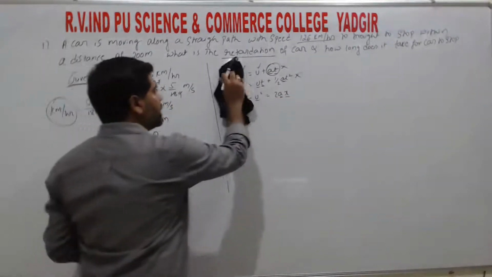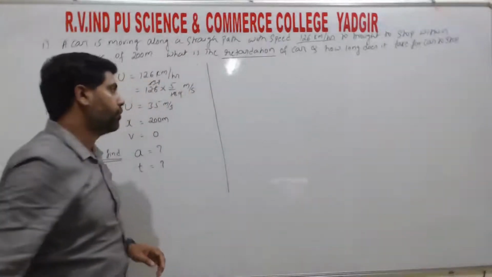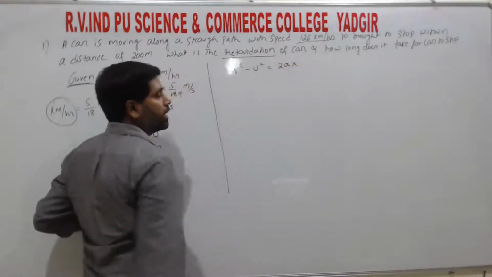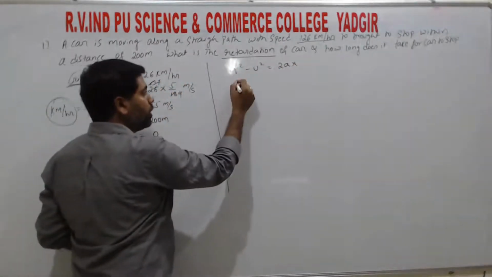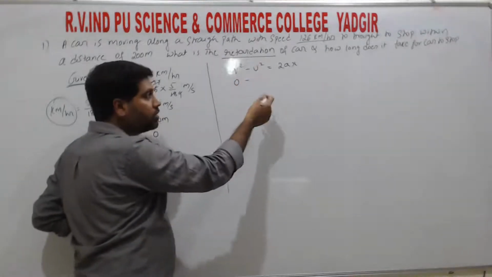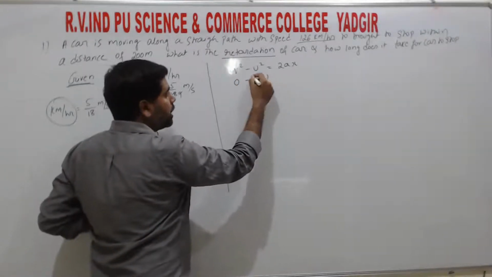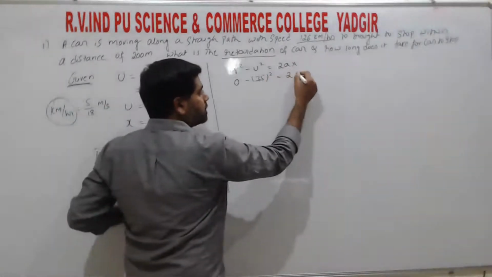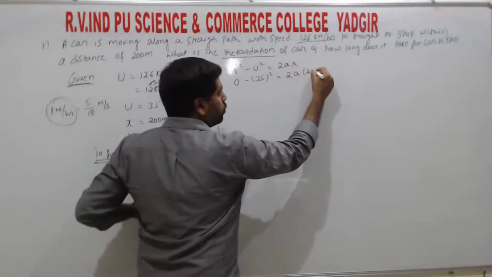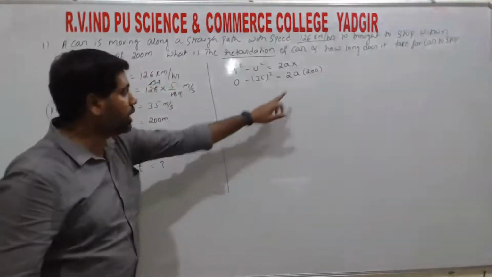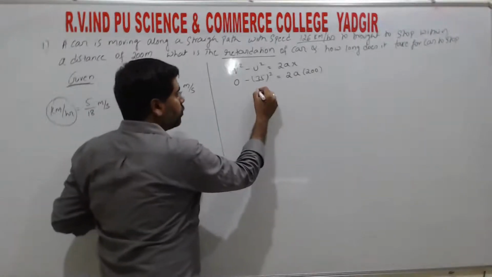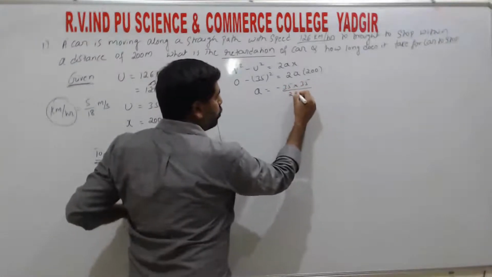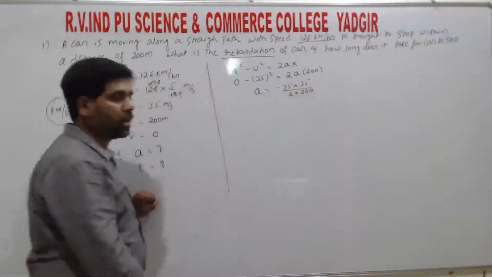So by using the third relation, v square minus u square is equal to 2ax. So what about v square? The v value is 0, so 0 square is again 0. And u square is 35 square, right? That is equal to 2 into acceleration, which is unknown, and x is 200, right? So here we need to find acceleration, right? So a is equal to minus 35 into 35 divided by 2 into 200, right?